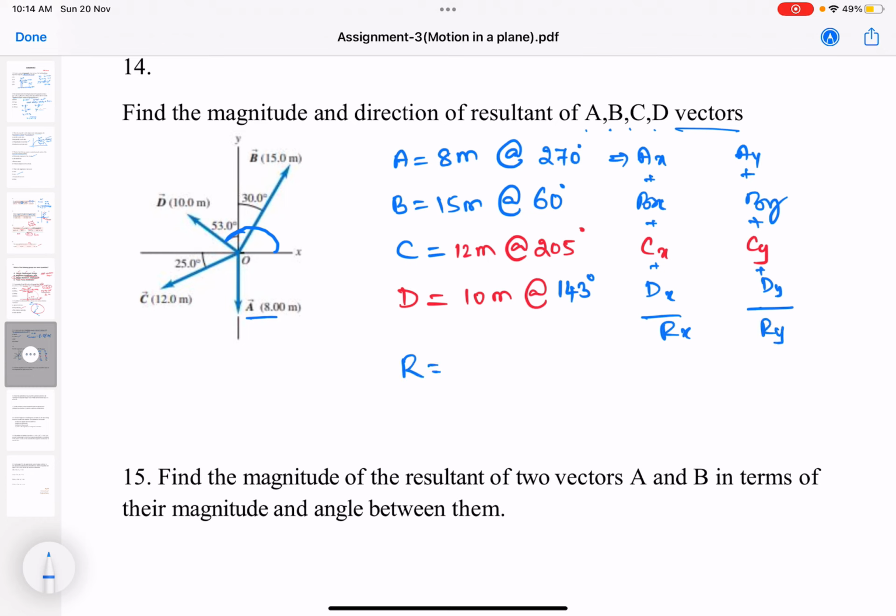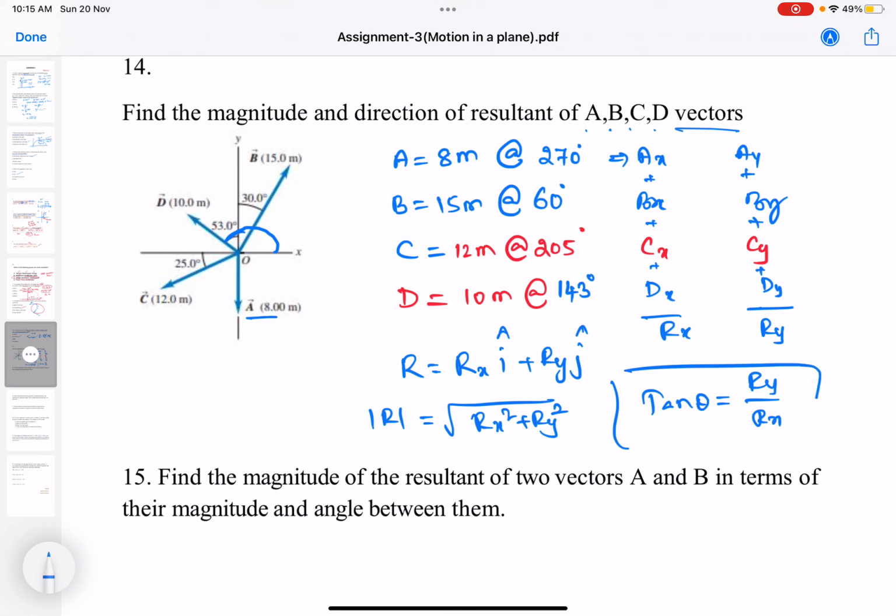So the resultant vector R, in vector notation, is Rx i plus Ry j. Its magnitude is given by the square root of Rx square plus Ry square, and the direction tan theta is equal to, you know, the y component by the x component. Solve this question on your own.